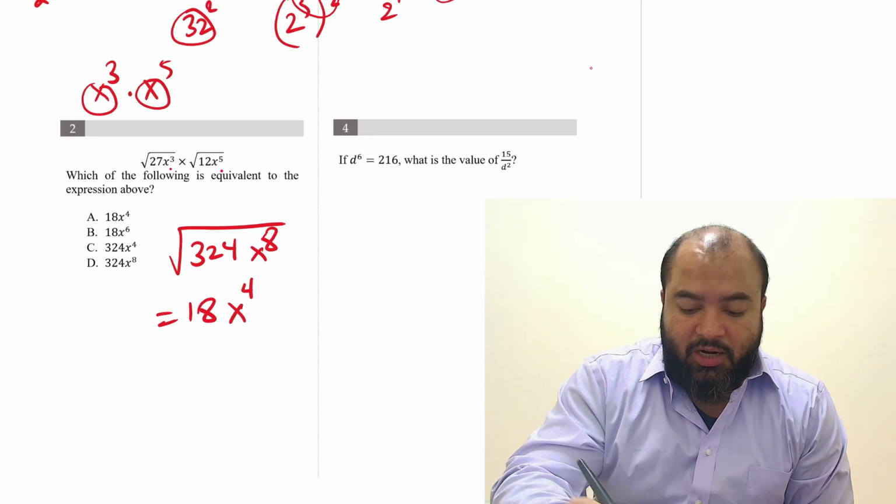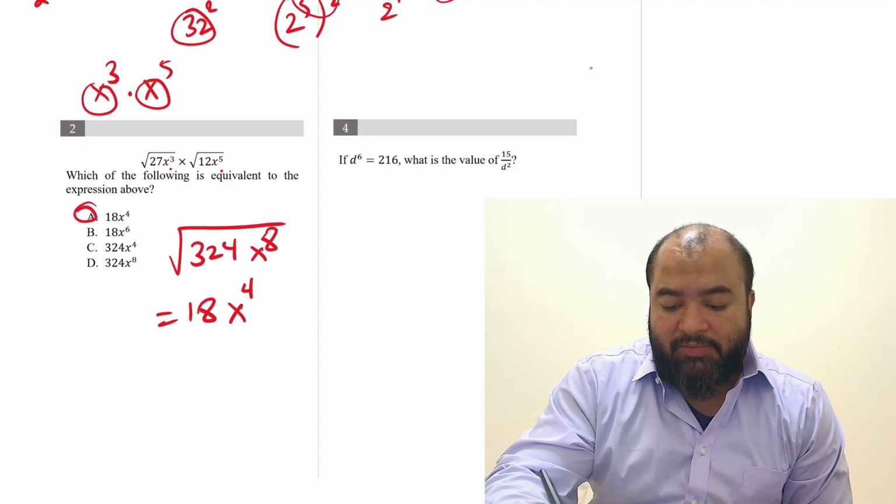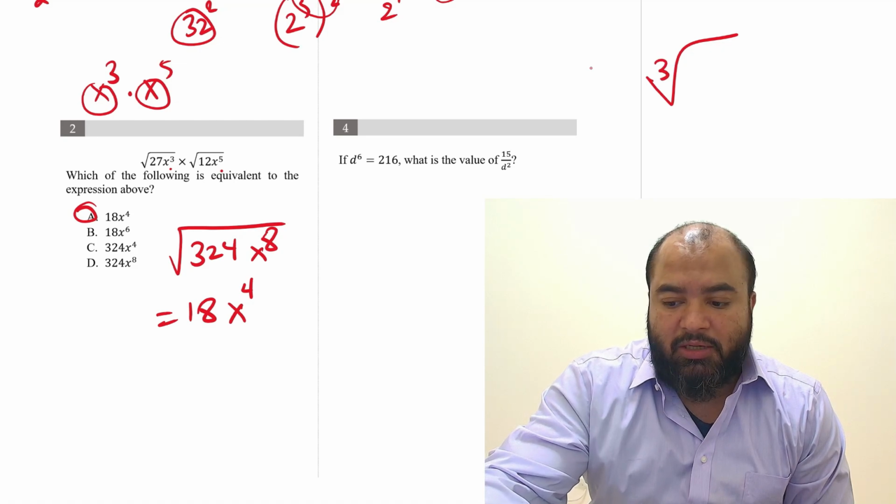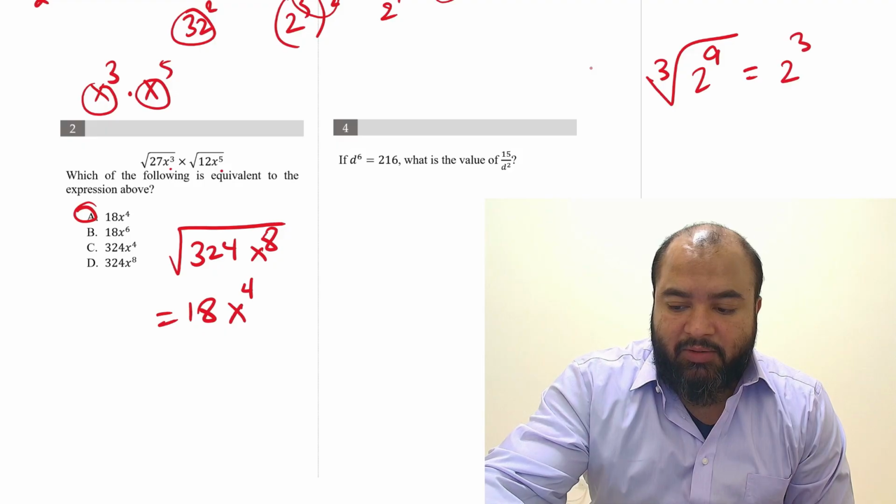So which one is the answer? A is the answer. So similarly, if you have a cube root, it will make the power divided by what? 3. So 2^9 divided by 3 would be 3.